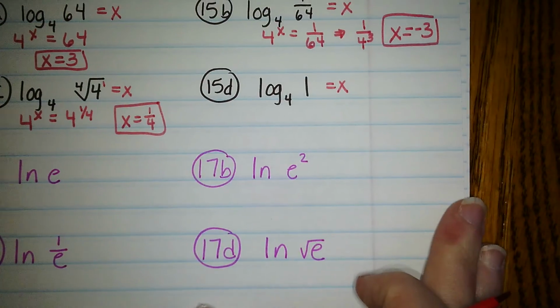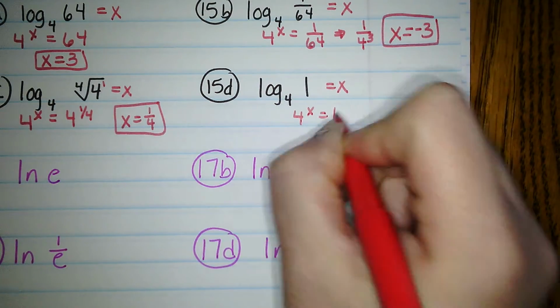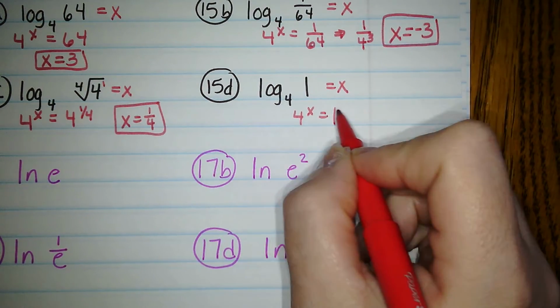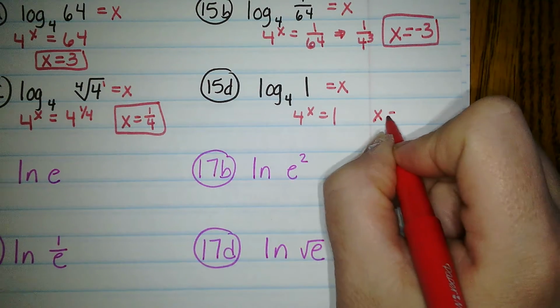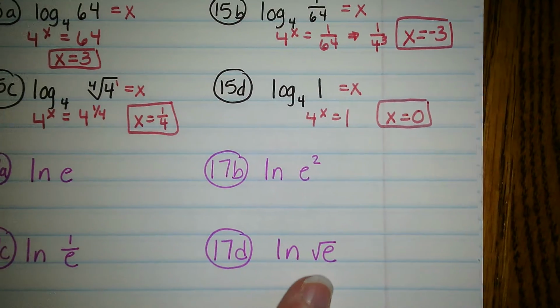This last one, we have 4 to the x equals 1. And remember, anything to the 0 power equals 1. So x has to be 0. All right, so there's 15.